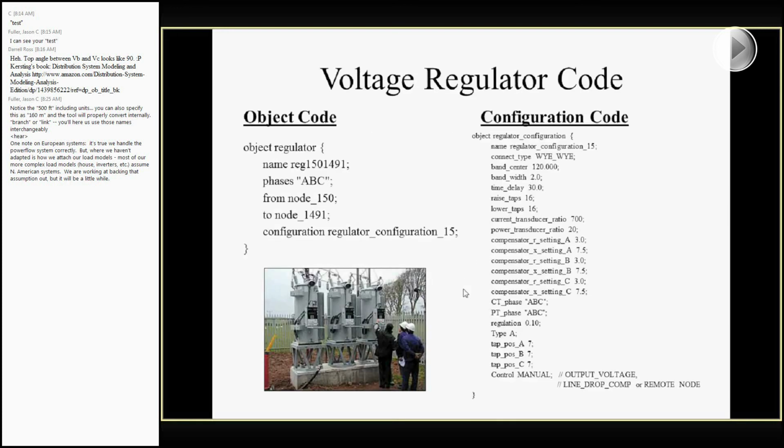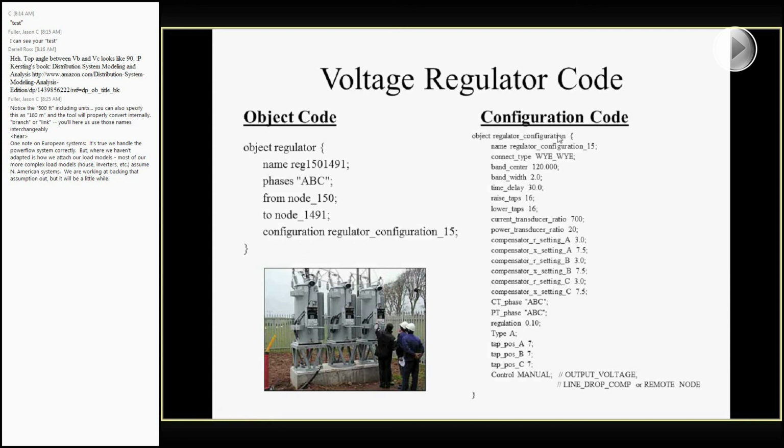So if you look at the voltage regulator code, on the left-hand side, again, it's another branch object, so it looks pretty much identical to everything else we've seen so far. You have your name, the phases that it's actually connected to, the connection points, and in this configuration telling you what that voltage regulator actually represents. And the regulator configuration is only a single object, just like the transformers.